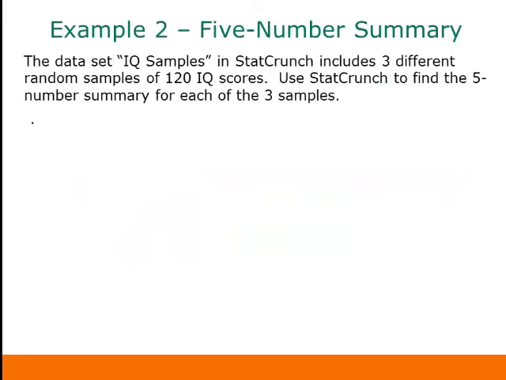Here's a second example, and in this one we're going to use StatCrunch because there are so many data values it would be very time consuming to find the 5-number summary by hand. So we're going to look at the data set IQ samples in StatCrunch. It includes 3 different random samples of 120 IQ scores, and we're going to use one of the StatCrunch functions to find the 5-number summary for each of the 3 samples.